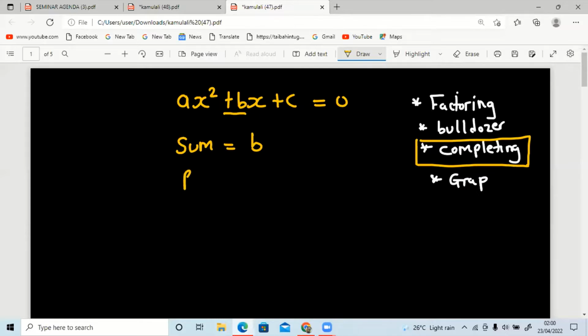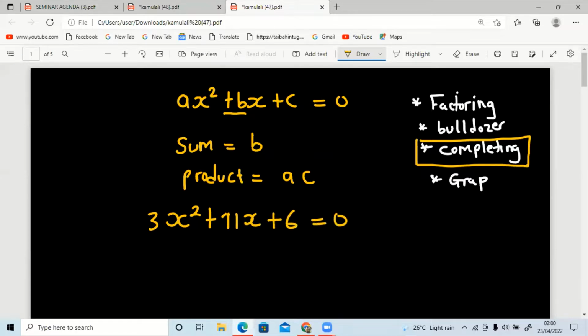Then to obtain your product is given by a times c. So to get the product is a times c. Take an example. If this is my quadratic equation, let me start with 3x squared plus 11x plus 6 is equal to 0. Can we identify, let me allow you to unmute such that we go together. You are allowed to unmute.